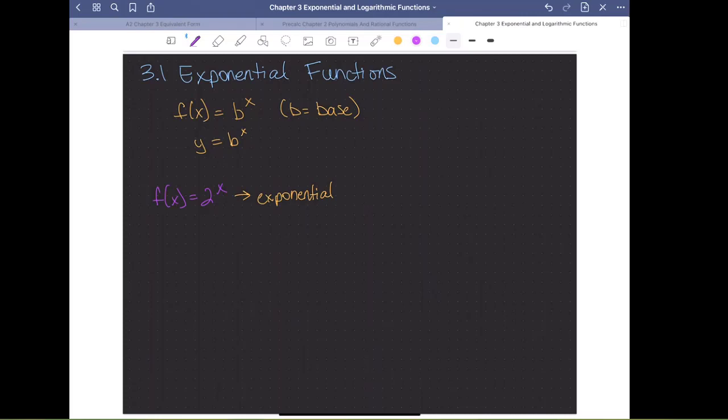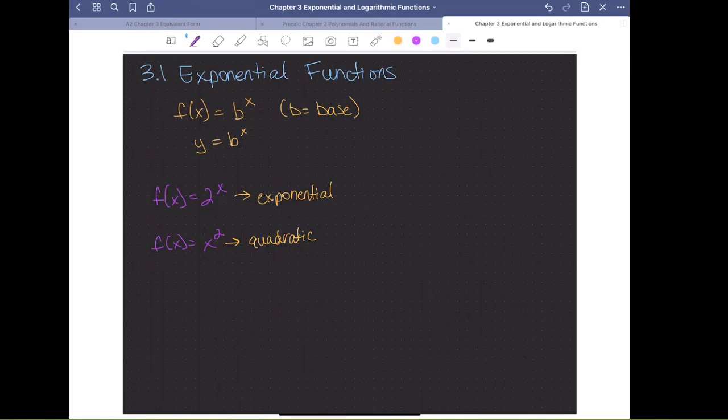What if I had f of x equals x squared? Would that be an exponential function? No, this one's actually a quadratic. I always look for where's my variable. My variable on this one is technically the base, and my exponent is 2, and when my exponent is 2, I know it's a quadratic.